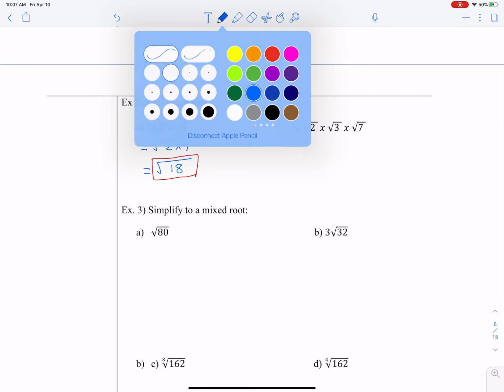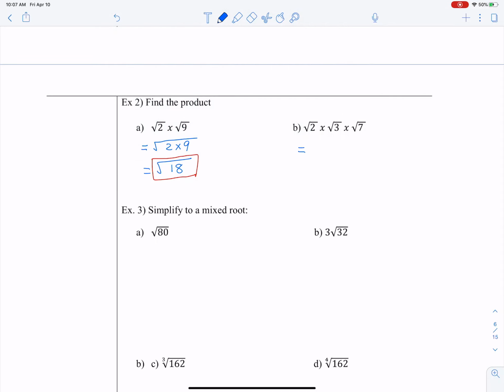I'm going to do the same thing over here. I can multiply these all together. I double check to make sure that they all have the same index. Here it's empty, empty, empty, so that means the index is 2 in all cases. So I can make a big radical sign and write 2 times 3 times 7 underneath it. Then I multiply 2 times 3 times 7, put that in my calculator, and I get the answer of 42.